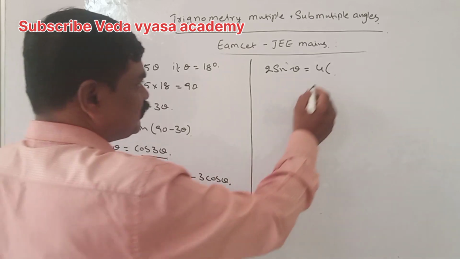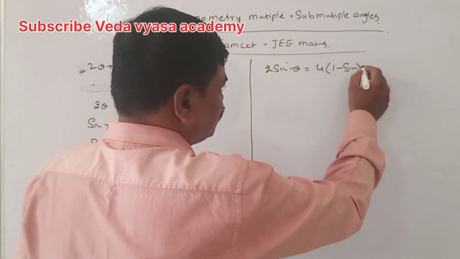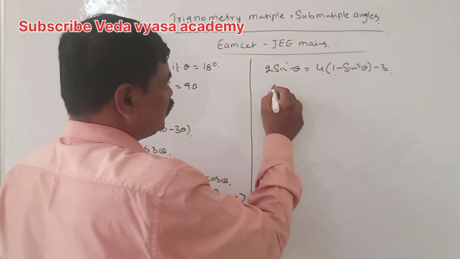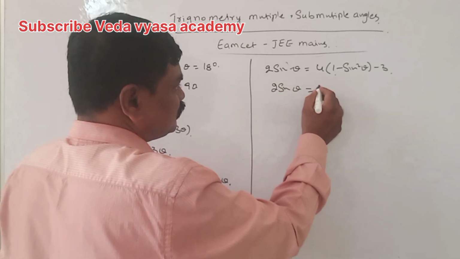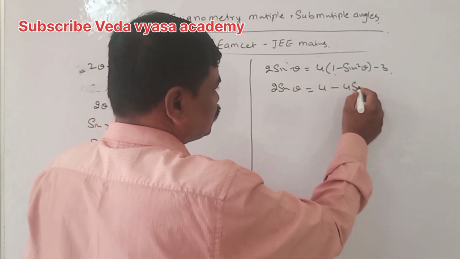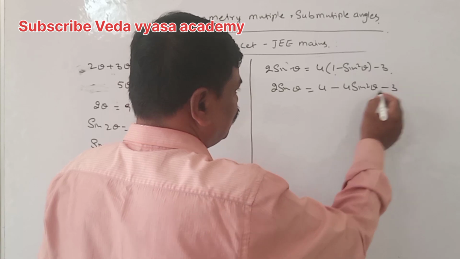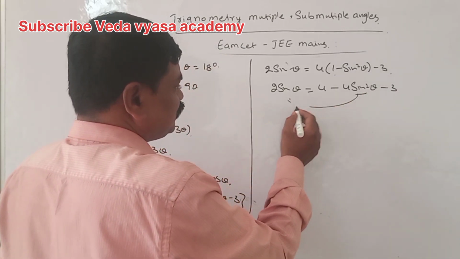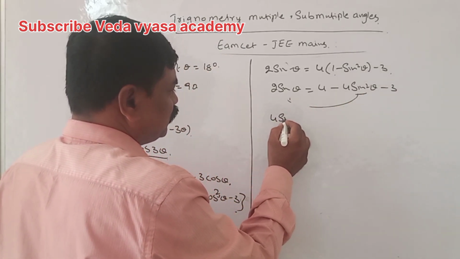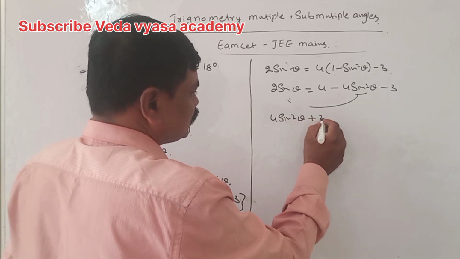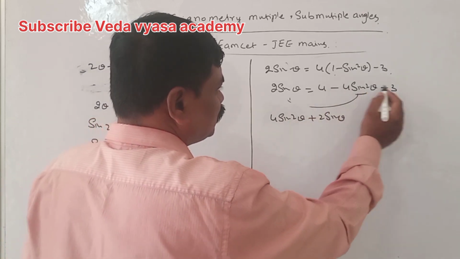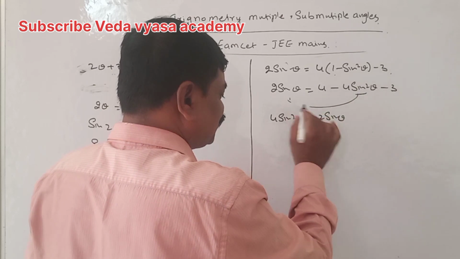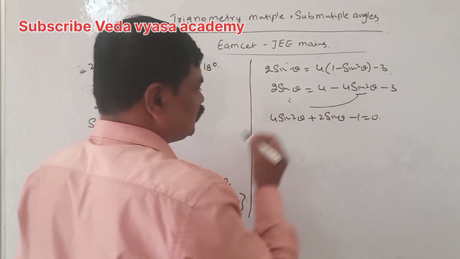Cos square theta is equal to what? 1 minus sin square theta, minus 3. So 2 sin theta is equal to 4 minus 4 sin square theta minus 3. You can take this to this side, that is 4 sin square theta plus 2 sin theta, 4 minus 3 plus 1, you take this side, minus 1 equal to 0.